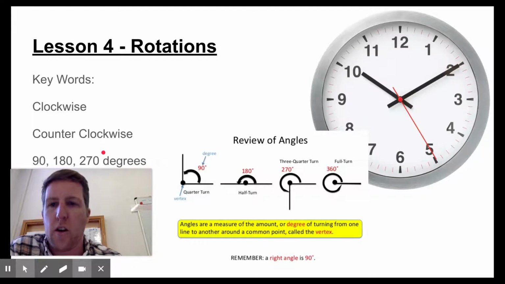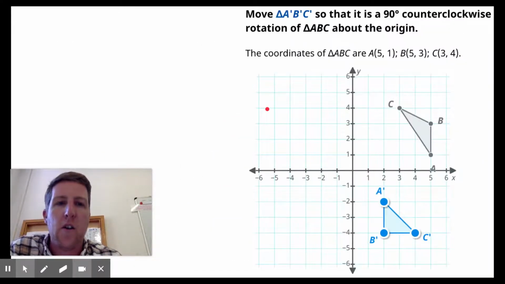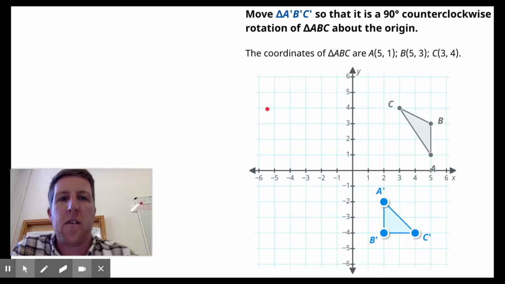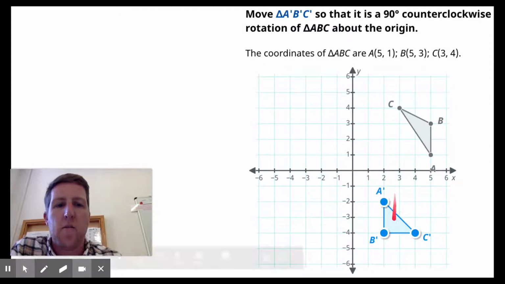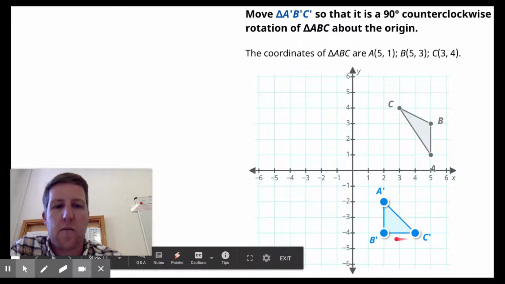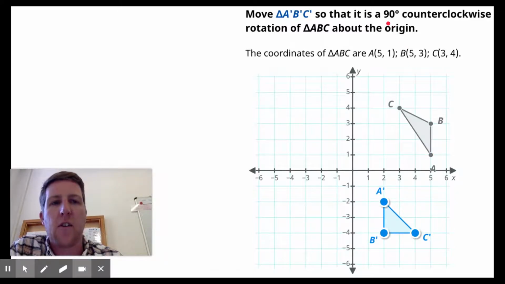Okay, so I'm going to show you a couple examples of that. On BuzzMath, this is one of the first questions, and it says, move these blue corners, vertices of the triangle, into a position that is a 90-degree counterclockwise rotation about the origin. So the origin is our rotation point. The origin is here in the middle. And we're going to take this shape over here and rotate it this way, counterclockwise, 90 degrees.